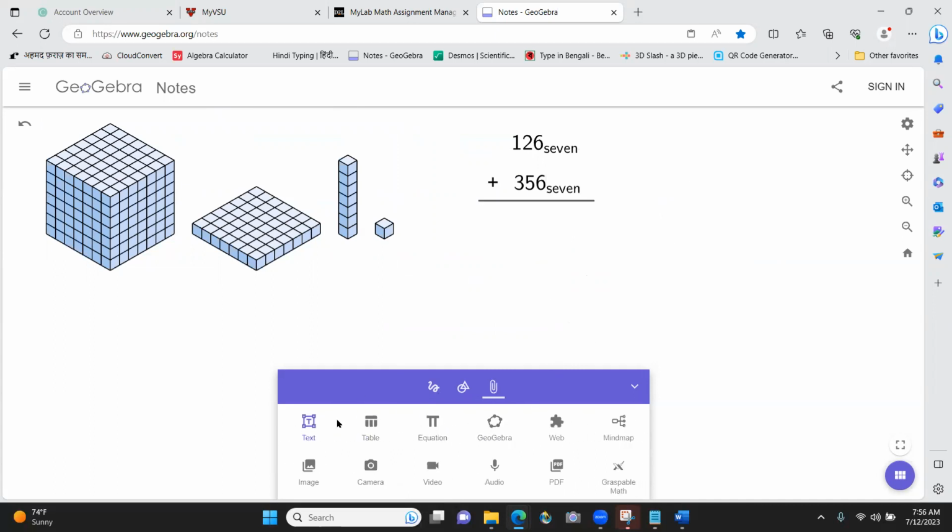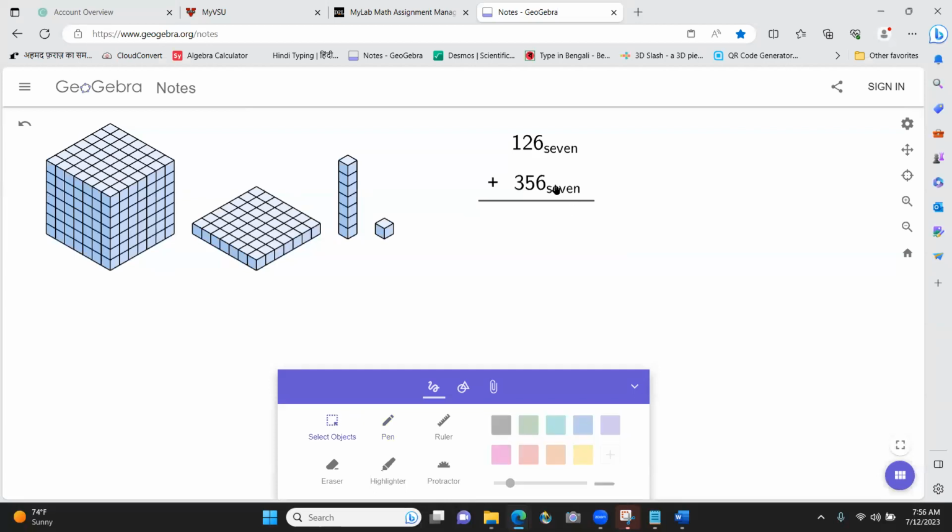So guys, what's going on here? I have 6 loose ones and 6 loose ones. I'll get 12 loose ones. From 12 loose ones, I'm going to get rid of 7, since 12 is more than 7, right? I'm going to have 5 loose ones here.